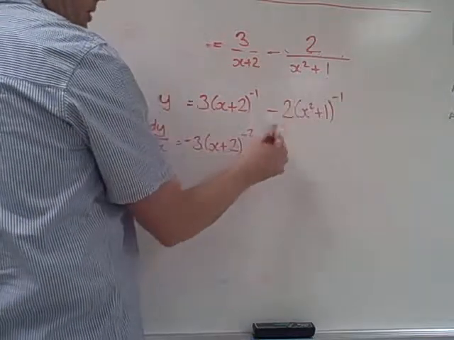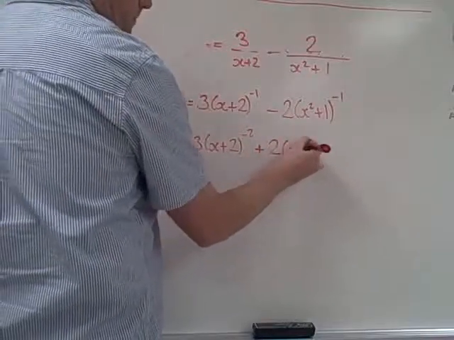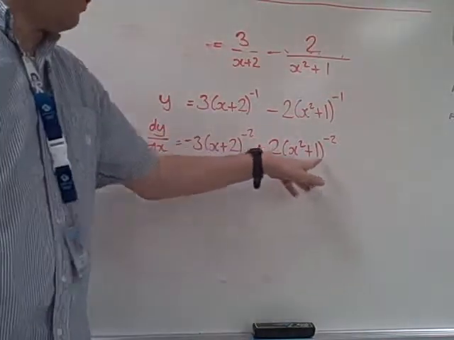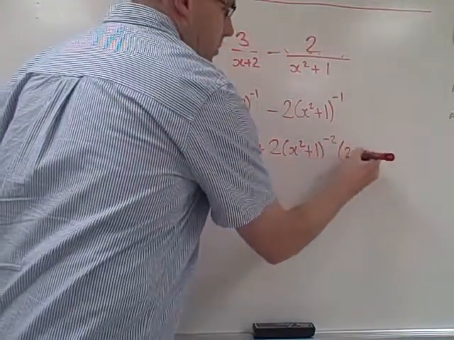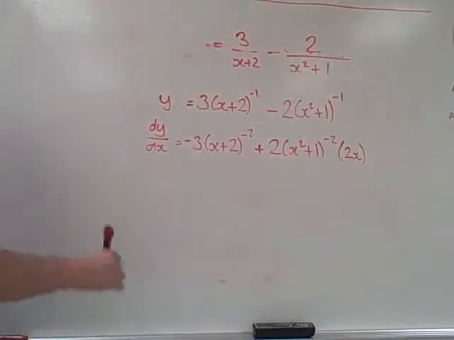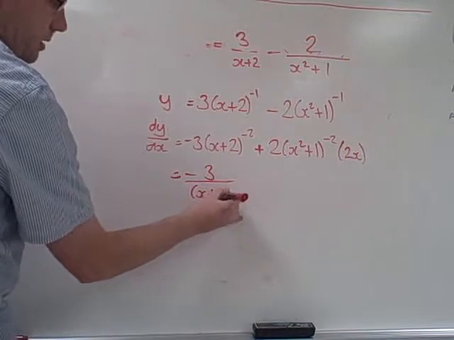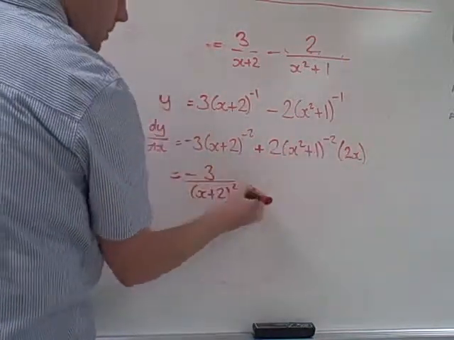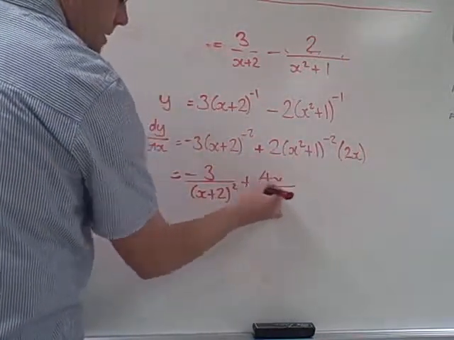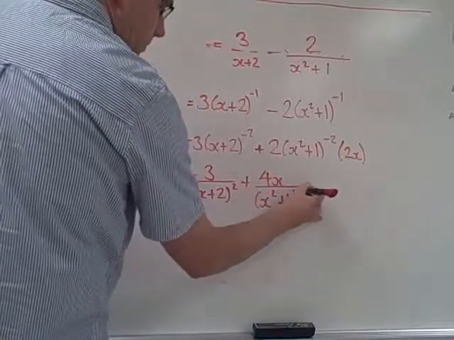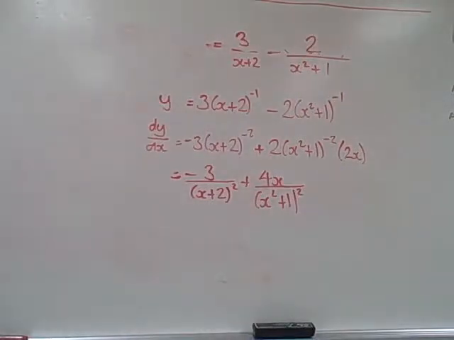For our second one, bring the power to the front and multiply, decrease the power by 1. This time the derivative of what's inside the parentheses is 2x, so we can do a little bit more this time. And if we go ahead and tidy this up now, the negative exponent we can bring to the bottom. 2 times 2x is 4x. And the negative exponent, once again, we can bring to the bottom. So what would have been a very difficult question before, by using partial fractions, suddenly becomes something that's much easier to work with.